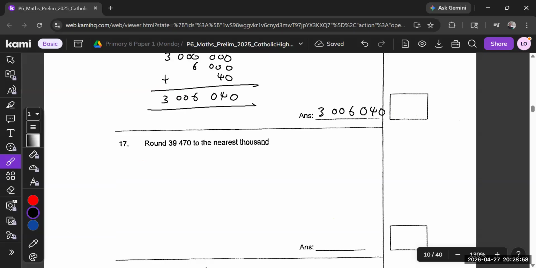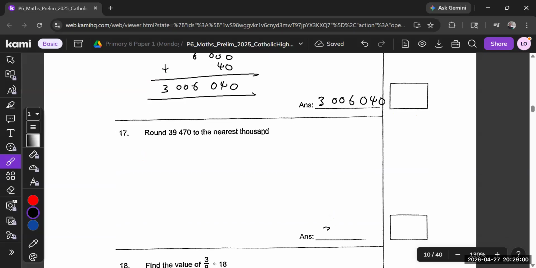Next one, Question 17, 39,000. How do you round to the nearest thousand? You draw a line to show three digits, because thousands have three zeros. Draw a line, then look at the digit nearest on the right side. Is it round up or round down? Round down, so you don't add anything. It's still 39,000. Okay?